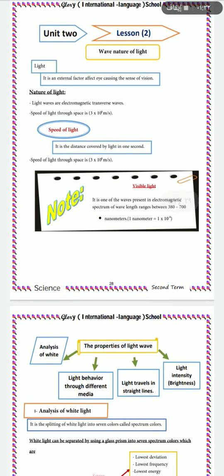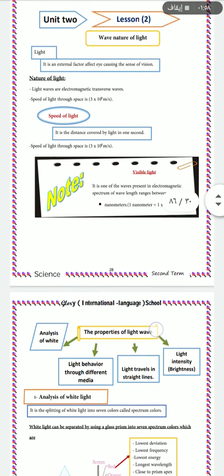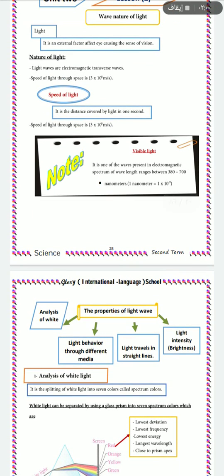How about light? Light is an electromagnetic wave, and it is transverse. Why electromagnetic? Because it doesn't need a medium to transfer through. So we can see the light of the sun, but we cannot hear the sound of an explosion that occurs in the sun. Why? Because sound is a mechanical wave and light is an electromagnetic wave, so it can transfer through a vacuum.